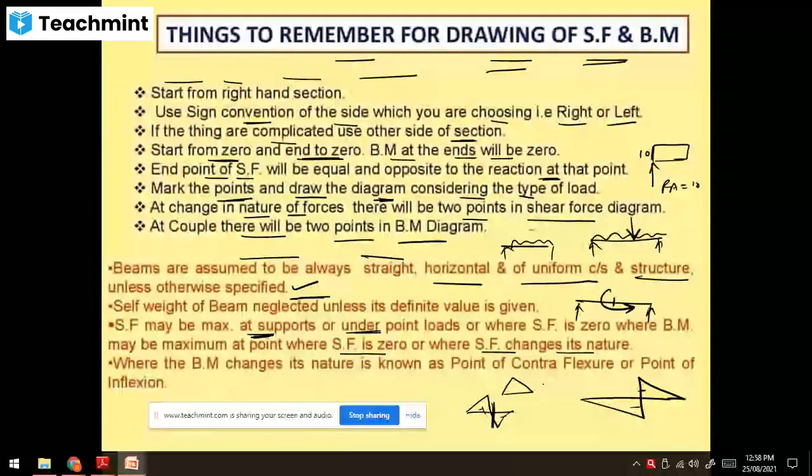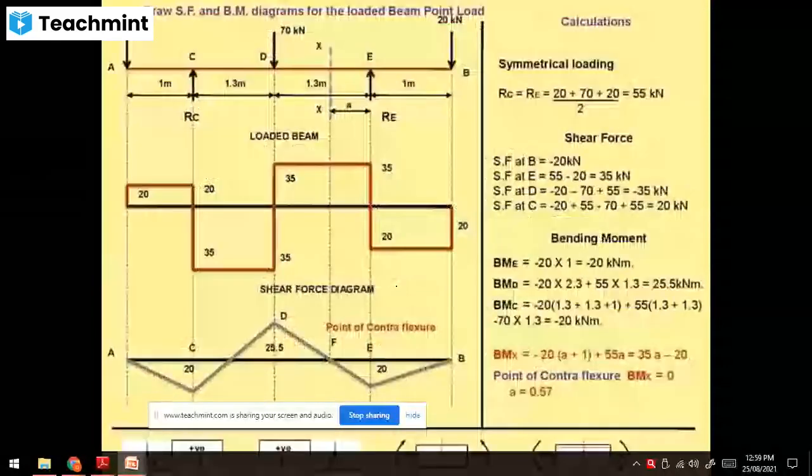Okay, where the bending moment changes its nature from positive to negative is known as the point of contraflexure, or point of inflection. The point where your bending moment is 0, that is called the point of contraflexure, or point of inflection. Is it understood, all of you? Any doubt?